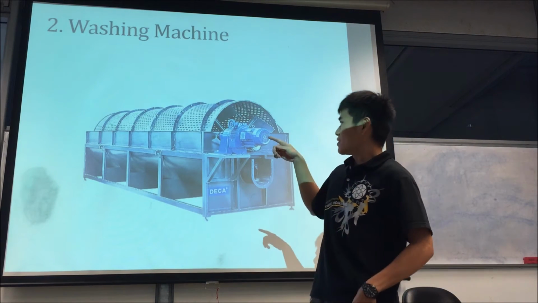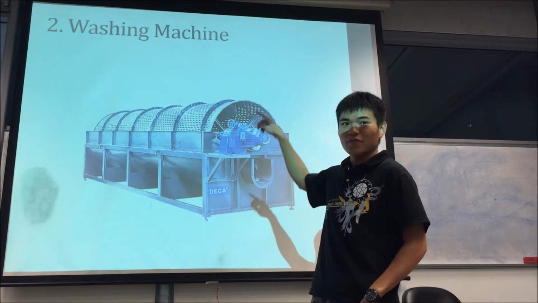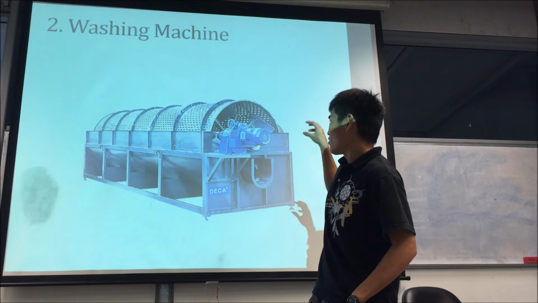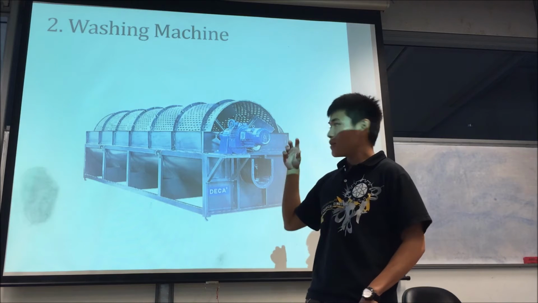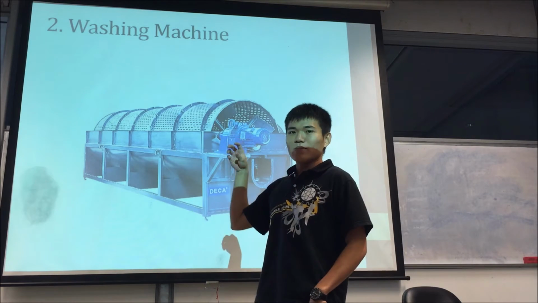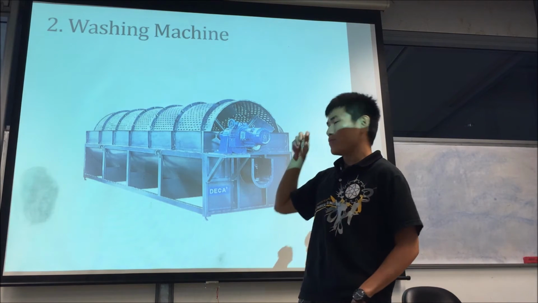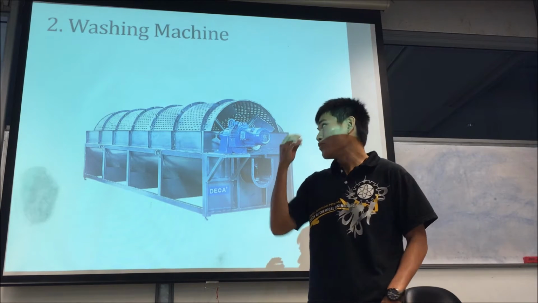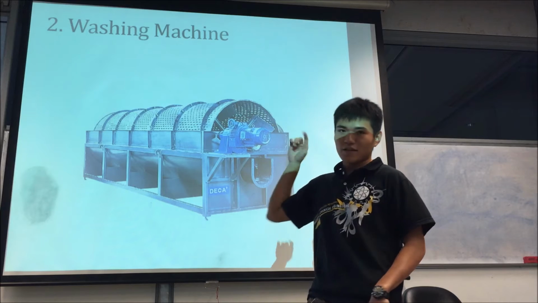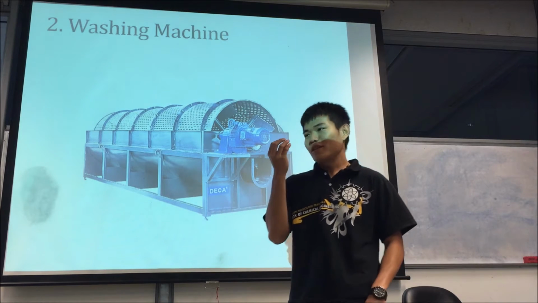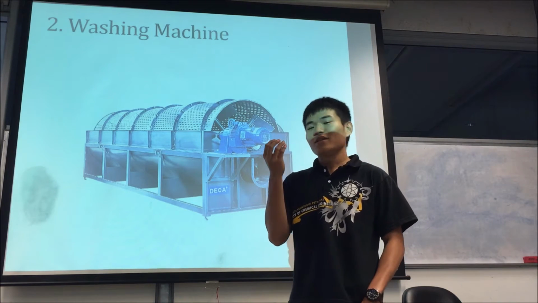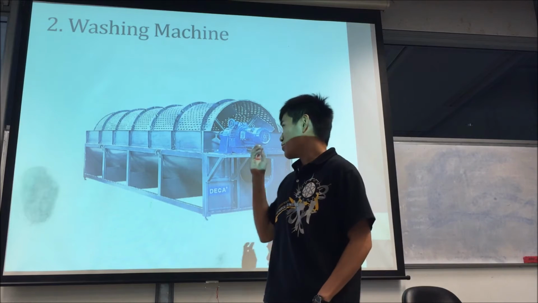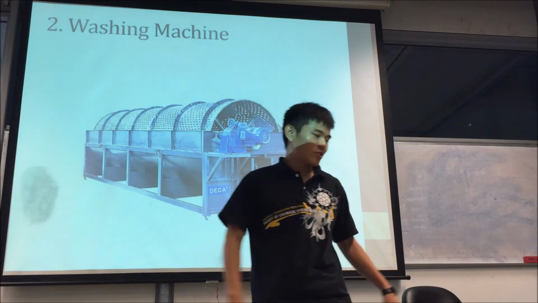The washing machine is one big spinning cylinder, and it consists of a water pump. The pump will pump the water at high pressure, shooting at the potatoes, so that the soil remaining on the potatoes will be removed. Besides that, you can see that the spinning cylinder consists of tiny holes. This allows the soil to be removed, but the potatoes will move on to the next section.